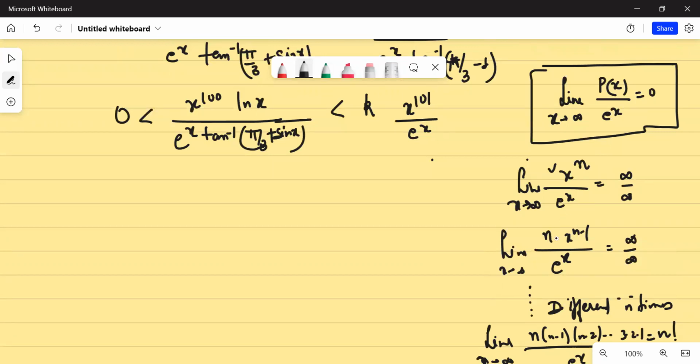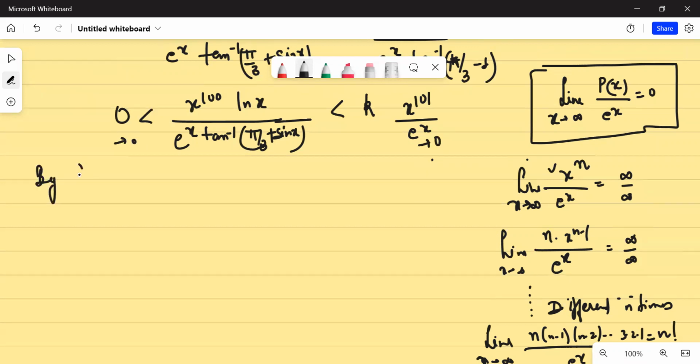If you differentiate it again, you'll get n into n minus 1 times x raised to power n minus 2. Differentiate again, you'll get n into n minus 1 into n minus 2, and then x raised to power n minus 3. If you keep on differentiating that way, the numerator will become n factorial and the denominator would become e raised to power x. Overall, this term will go towards 0. And on the left hand side, it is also always 0.